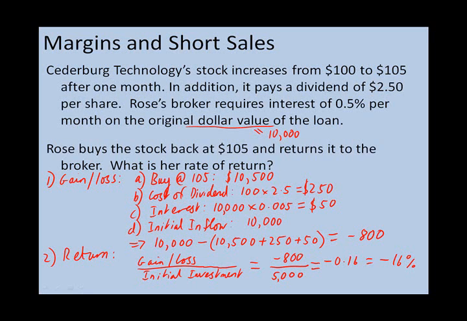This highlights the dangers of margin trading. In this example, Rose had been hoping that the value of Cederberg Technologies stock would fall. In fact, she got it wrong, and the stock price rose. As a result, she made a loss, and that loss was far greater in percentage terms than the percentage increase in Cederberg Technologies stock price. The stock price increased only by 5%, but Rose lost 16%.